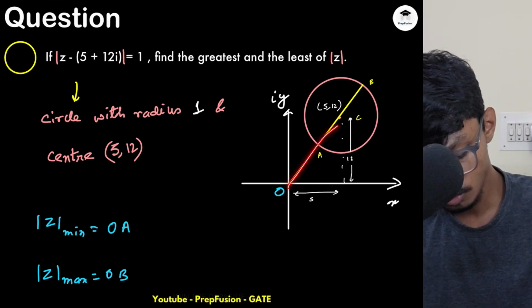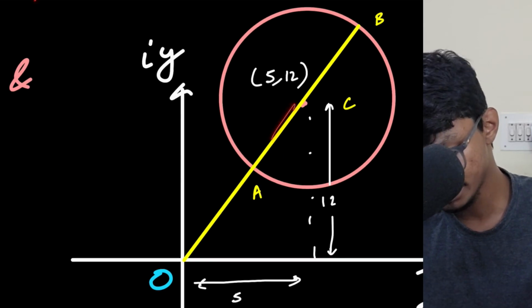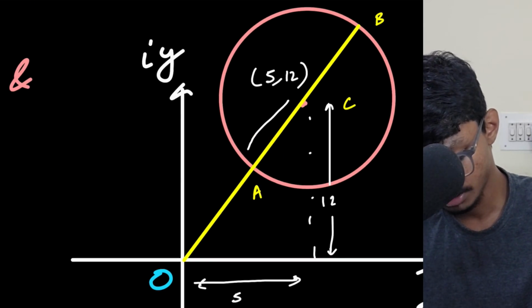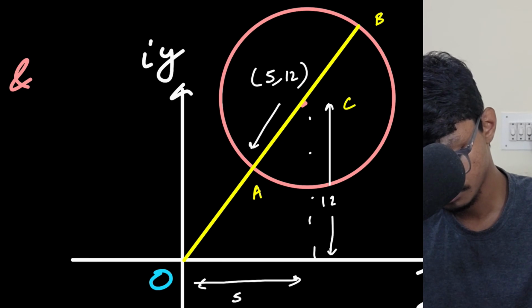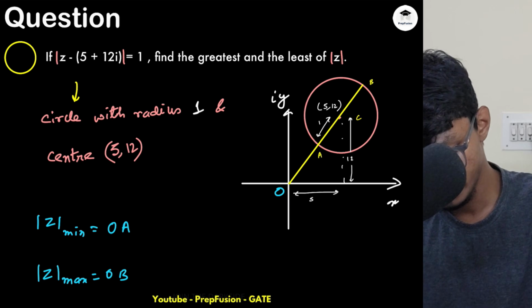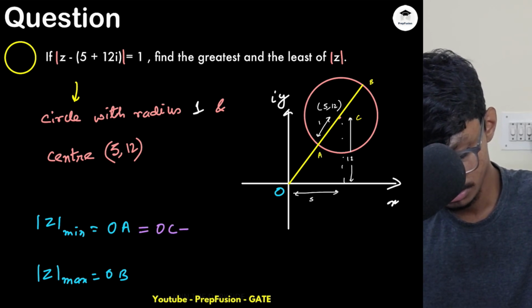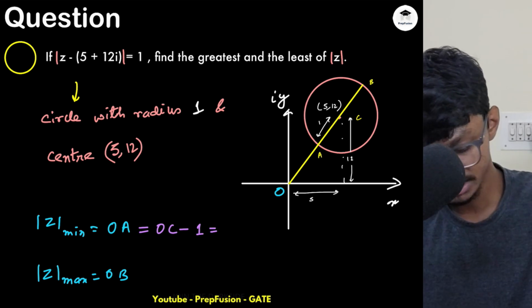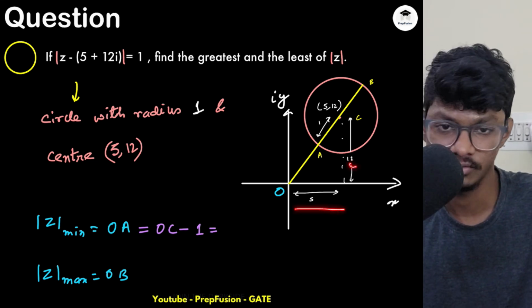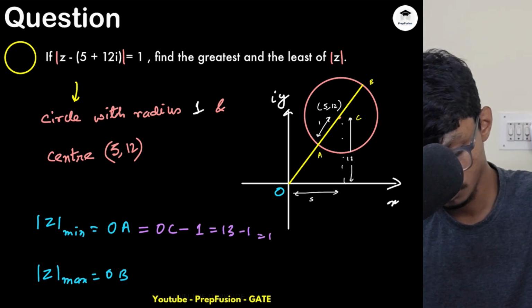OA will simply be OC minus AC. And what is AC? AC is basically the radius, which is 1 unit only. So I can write OA as OC minus 1. And what is OC? OC is simply the square root of 5 square plus 12 square, which is 13. So OA will be 13 minus 1, which is 12.